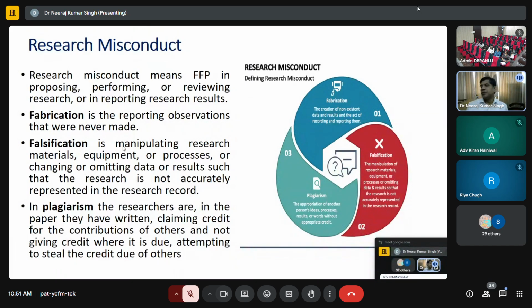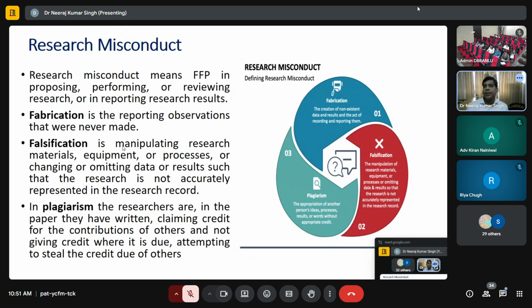And fabrication, for example: you went to the field, and then you mention that after having interaction with the villagers or your respondents, you have observed this thing. You are again manipulating the thing. This did not actually happen in reality. So you are reporting observations that were never made. You are manipulating the data.